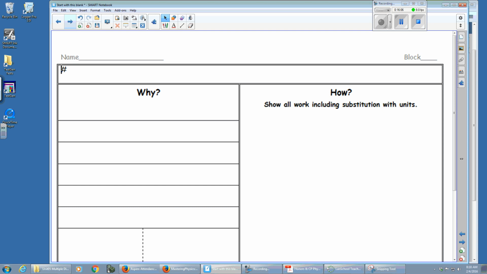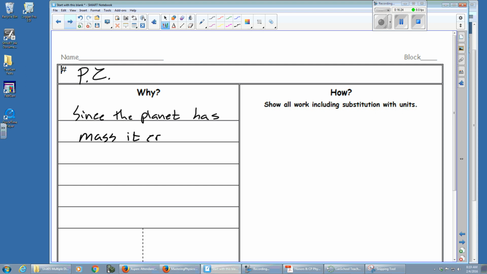Because it has mass. There you go. That's your main why. The planet has mass. It creates a grav field.